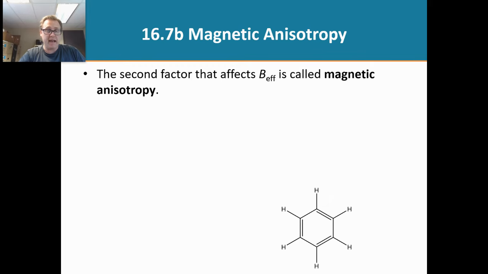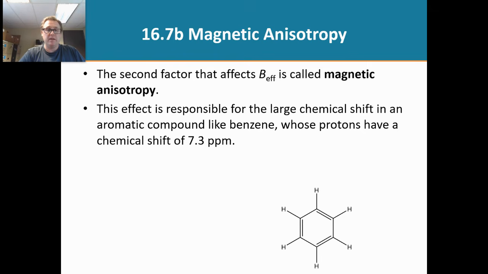Okay, the second aspect that we need to talk about is the magnetic anisotropy. This affects the chemical shifts. That's the second factor that we need to look at. This effect is responsible for the chemical shifts in benzene and alkenes and alkynes.